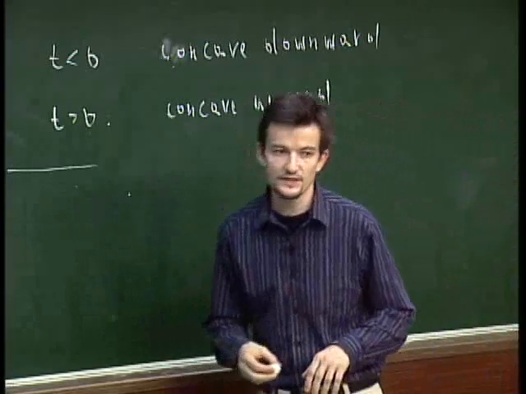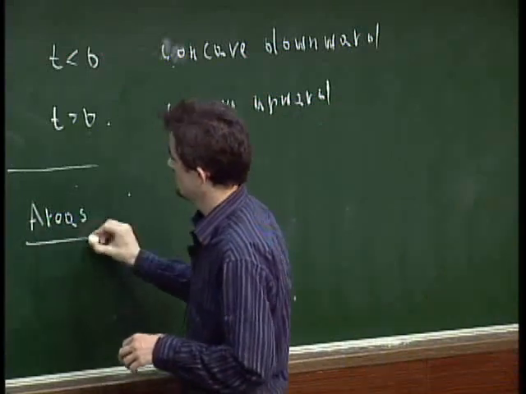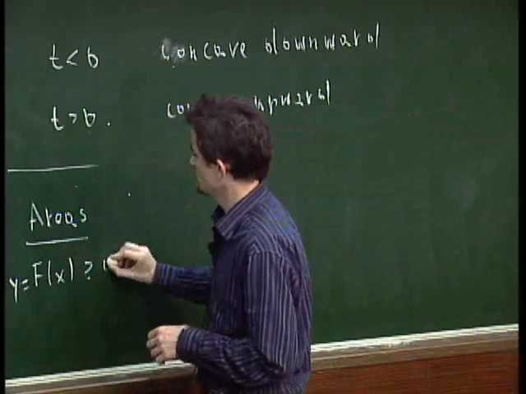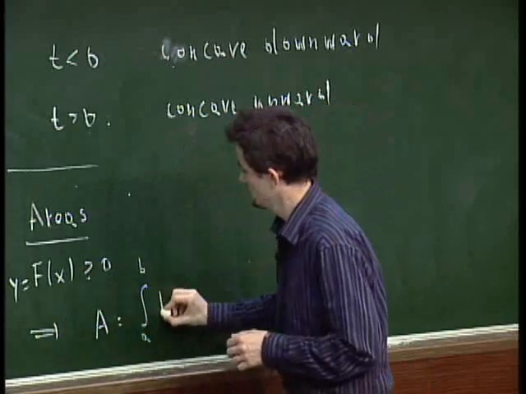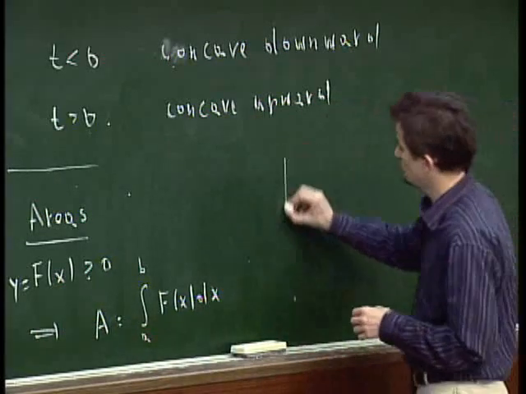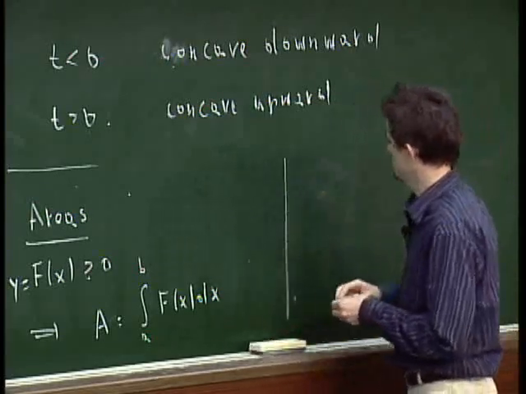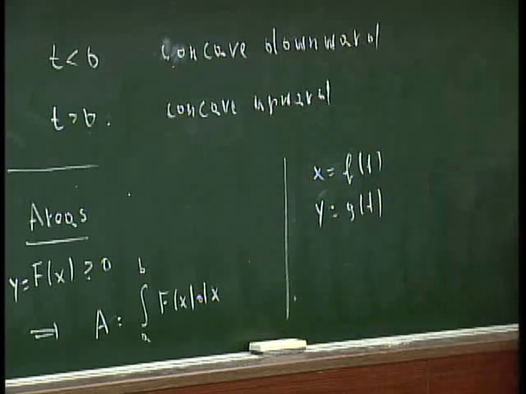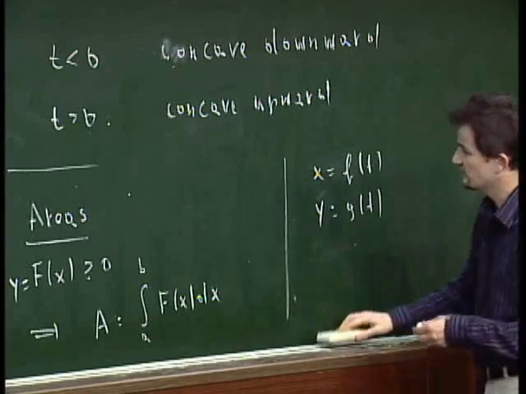So this is tangents. Now, another issue which we have discussed before are areas. If you have a function which is larger or equal than 0, then the area is the integral, let's say from a to b, of f of x dx. And of course, we can develop a similar formula for a curve which is given by parametric equations. So x is equal to f of t, y is equal to g of t. Now, what you have to assume is that y is larger or equal than 0, or g of t is larger or equal than 0.